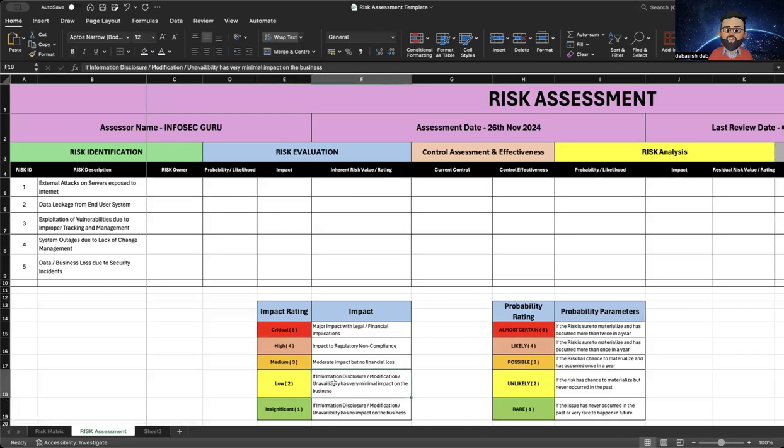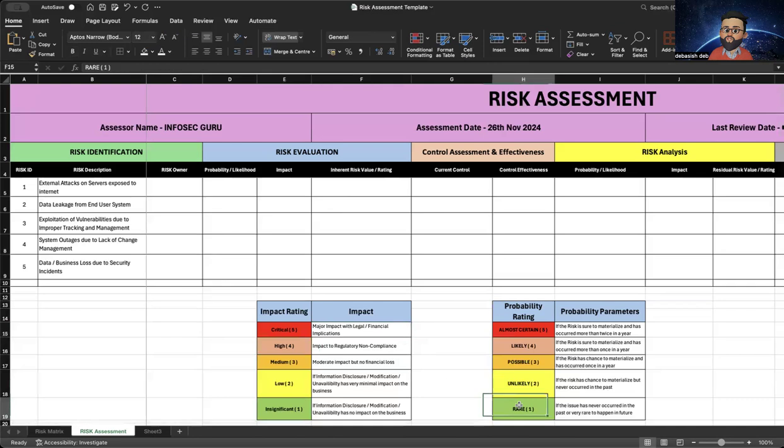So if the information disclosure, modification, and unavailability has very minimal impact on the business, then it is low. Then moderate impact, but no financial loss, it would be medium. Impact to regulatory non-compliance, it is high. And then major impact with legal financial implication would be critical. This would, again, as I said, be decided by our senior management.